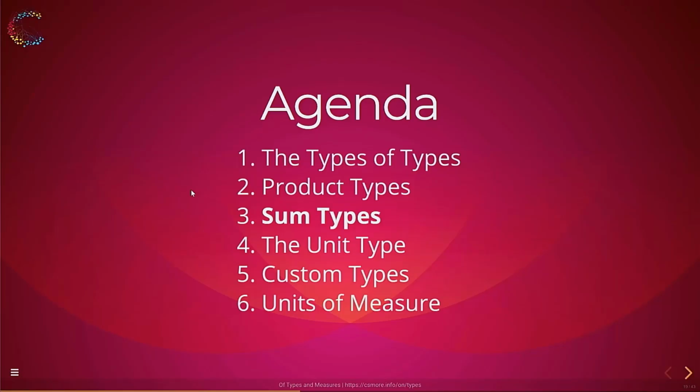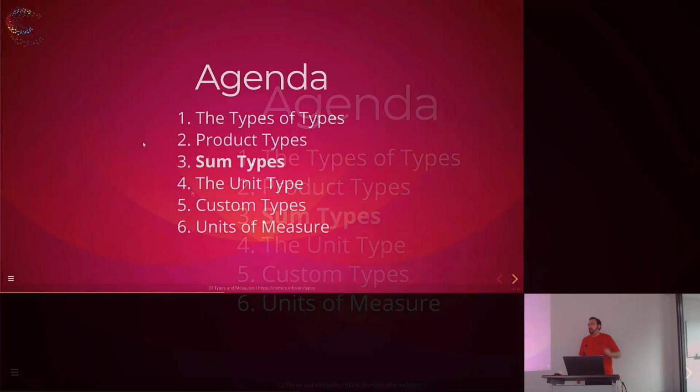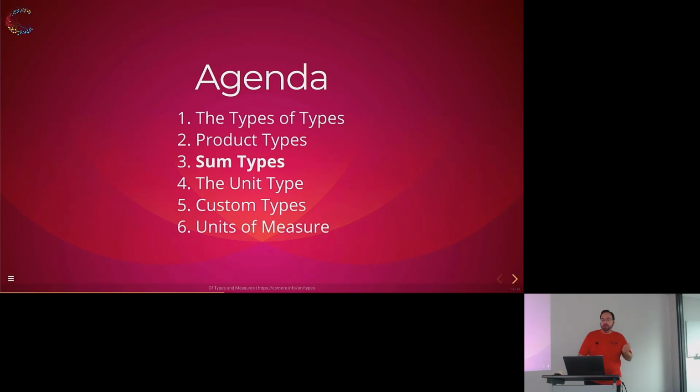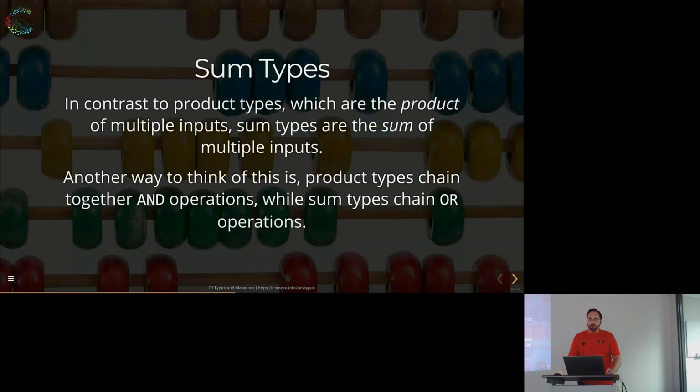All right. Keep that in mind, because we're going to talk about sum types now. Sum types, in contrast to product types. So product types are AND. Sum types are the sum of multiple inputs, which is a really weird way of thinking of it, but mathematicians, category theorists, they're crazy people. Sum types are OR operations. You have an int, or a string, or a decimal, or another int.